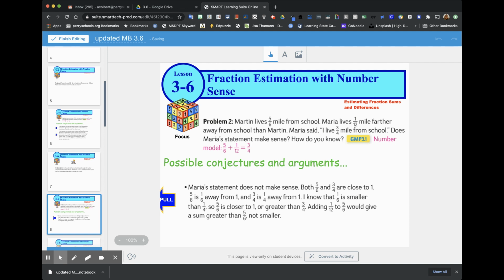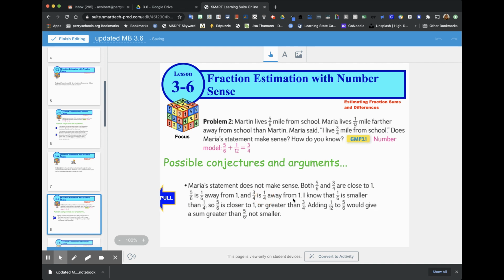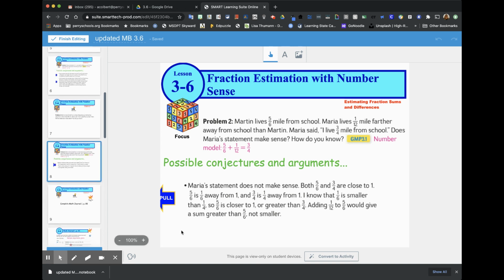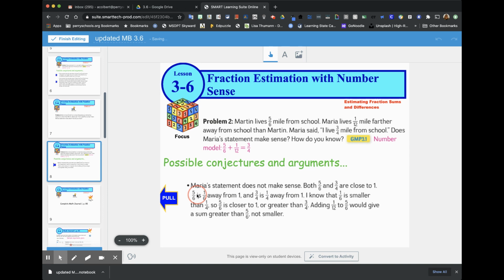Maria's statement does not make sense. Both 5/6 and 3/4 are both very close to 1. 5/6 is only 1/6 away from 1, and 3/4 is only 1/4 away from 1. So we know that 1/6 is smaller than 1/4. So 5/6 is closer to 1, or it's greater than 3/4. Adding 1/12 and 5/6 would give us something greater than 5/6. Do you see how we're using logic? We're using our sense of fractions and where they lie on a number line to help us through this thought process.